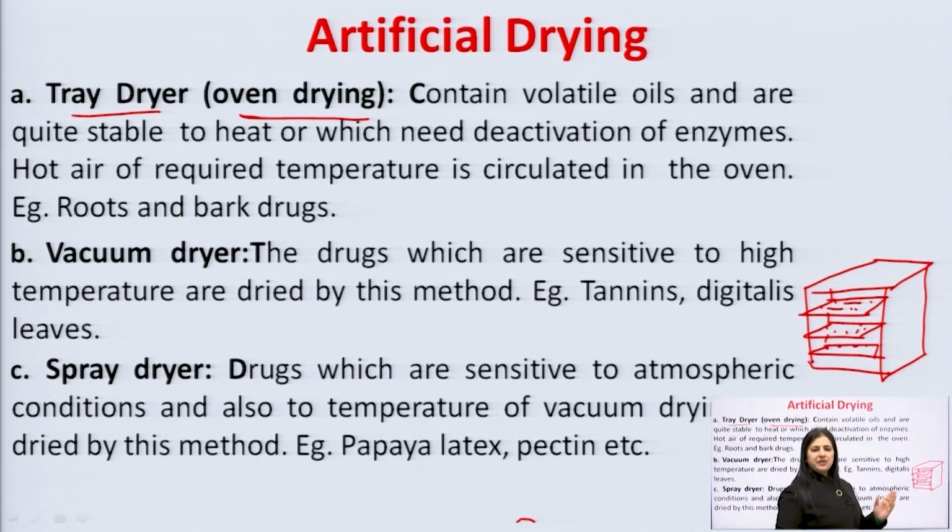So, the tray dryer or the oven drying is basically for the drugs which contain volatile oil and are quite stable to heat, which need deactivation of the enzymes. Hot air of the required temperature is circulated in the oven. Example is root and the bark drugs.